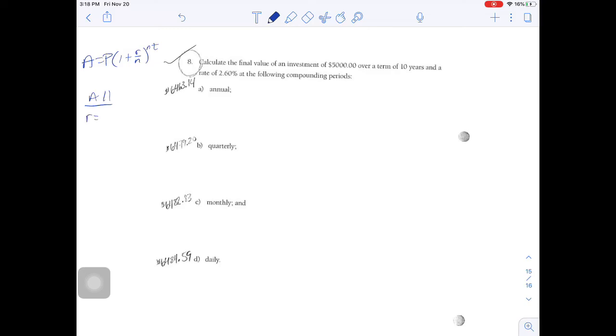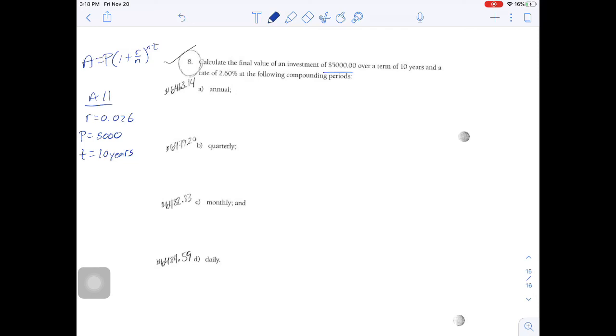So all of them are going to have the same rate, which is 0.026. Remember, 2.6 divided by 100. They all are going to start with $5,000. They're all going to have a term, a time, of 10 years. What's going to change is your n values.